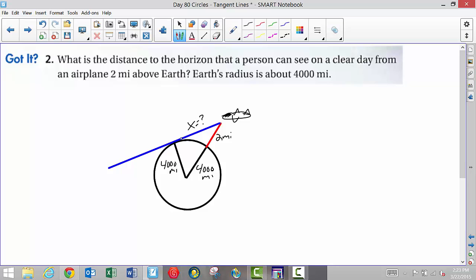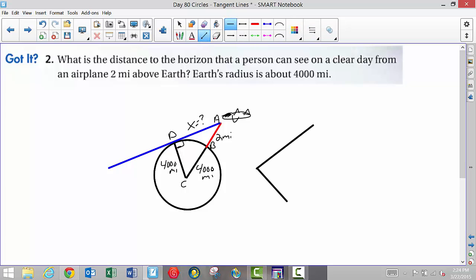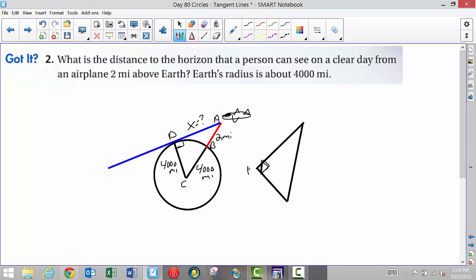Again, that's x. Well, the line of sight is going to be tangent to the radius of the Earth, so I know that this angle D is going to be 90. Here's C, here's B, here's A. I have a right triangle. Let's recreate the right triangle. Here's D, here's C, here's B, here's A. A to D is what I want to find. I know this is 4,000, this is 4,000, C to B, and B to A is 2.